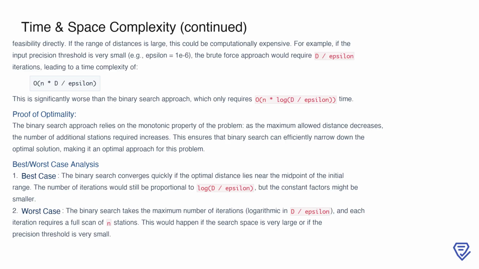The optimized approach is grounded in the monotonic nature of the problem. As the maximum allowed distance decreases, the number of additional stations required increases. This monotonicity allows binary search to efficiently narrow down the solution space while maintaining correctness. Additionally, if we analyze best and worst cases, the time complexity remains logarithmic in d/epsilon. In the best case, convergence happens faster if the optimal distance lies near the midpoint of the range. In the worst case, the maximum possible iterations are proportional to log d/epsilon, but even then, the algorithm scans the n stations in linear time per iteration.